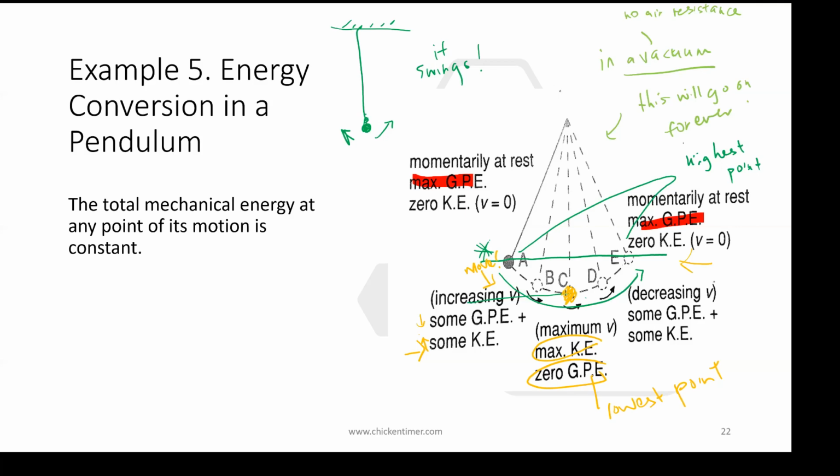What will happen if it is not in a vacuum? Then it will go on and eventually stop. It will first swing from here to here. Then the next moment, it will swing smaller. Then eventually, the magnitude of the swing will become even smaller, and then after that, it stops.